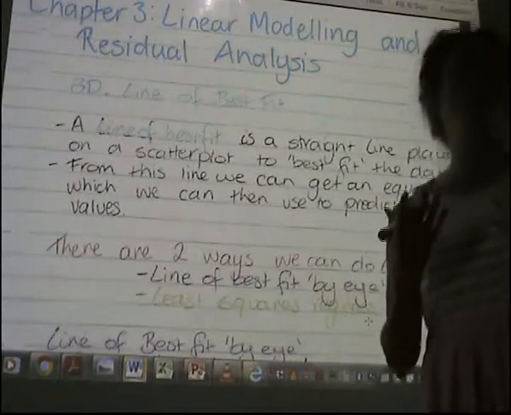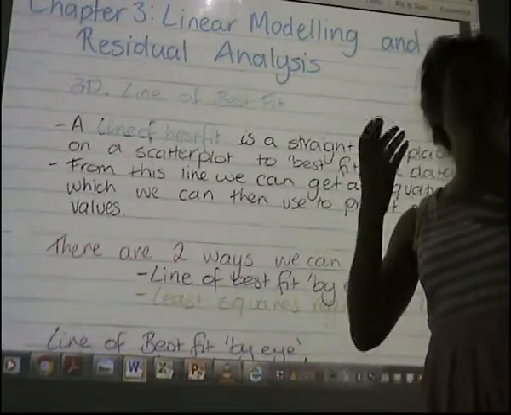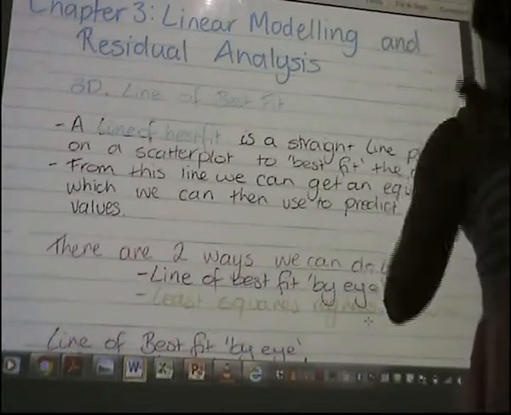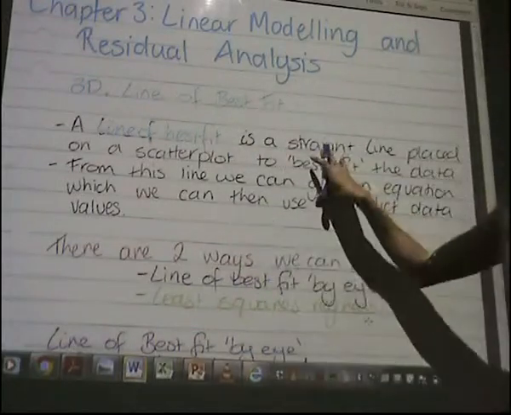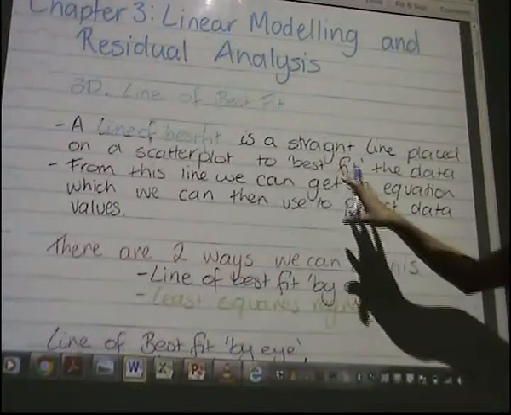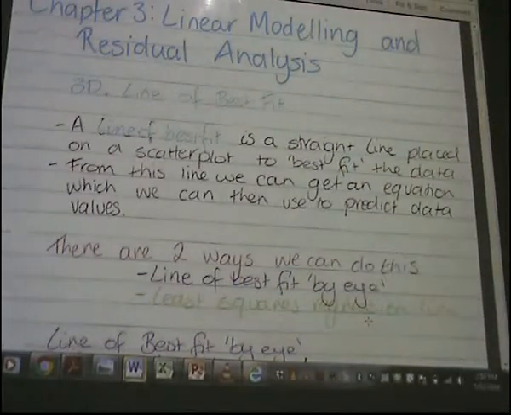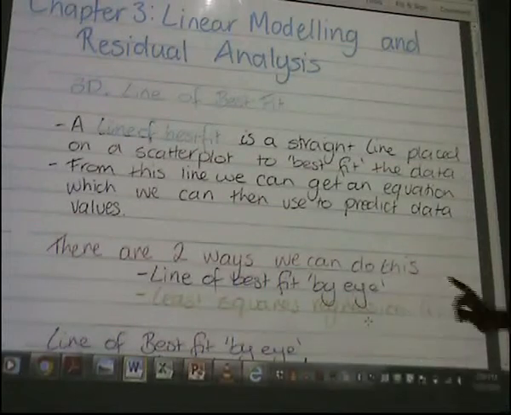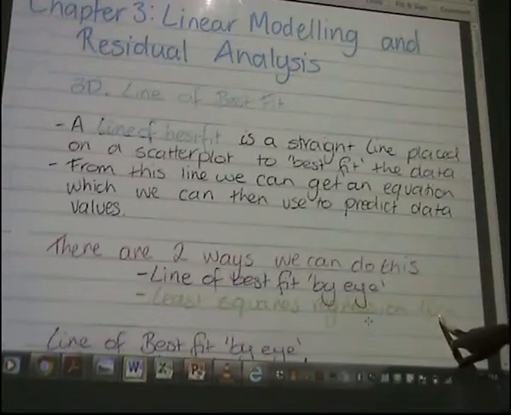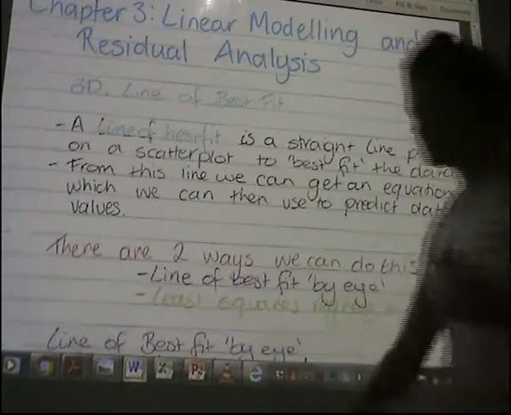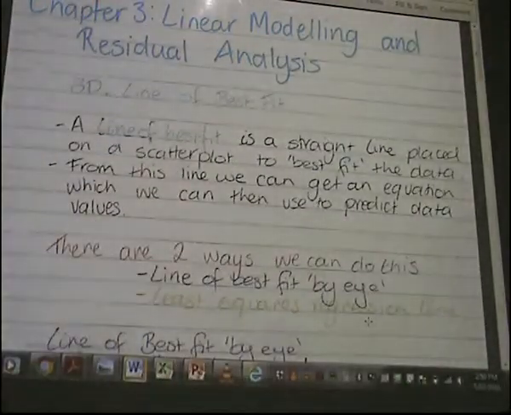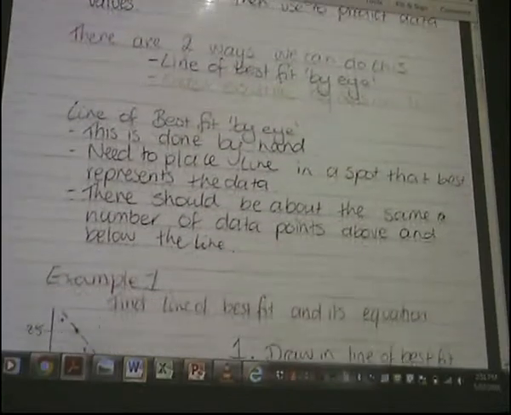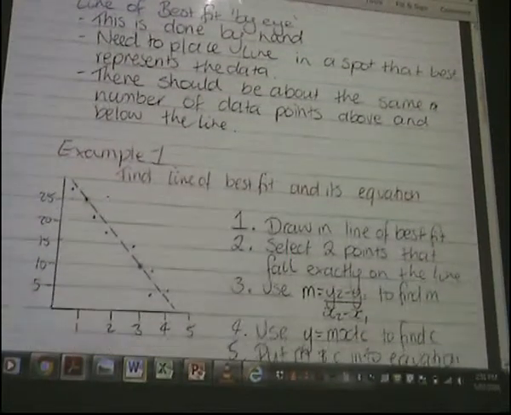Last lesson we talked about checking whether it was linear data or non-linear data. If we've said yep, it's linear data, then we can go on to making a line of best fit. There are two ways we can do this: line of best fit by eye, and the least squares regression line. Line of best fit by eye is exactly what it sounds like. We're just going to do it by eye.